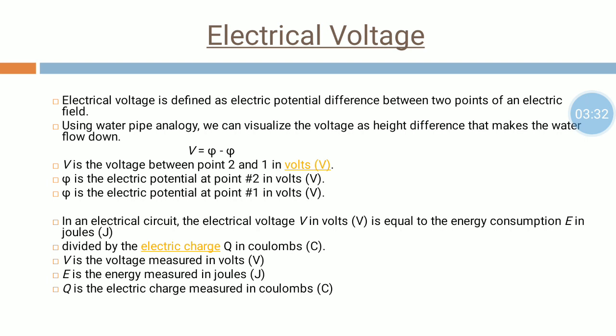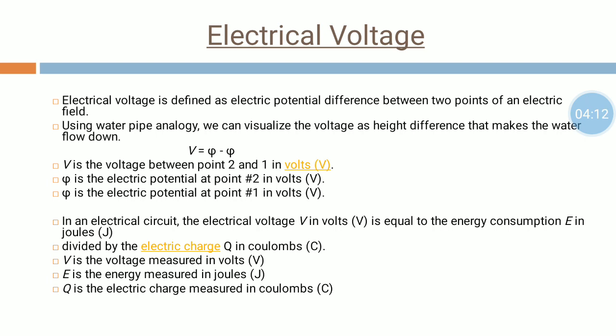The same phenomenon applies in the case of electricity also. When we connect two points having different voltage, or potential difference, then electricity is going to flow. Using a water pipe analogy, we can visualize the voltage as a height difference that makes the water flow down. That same beaker example you can consider here.